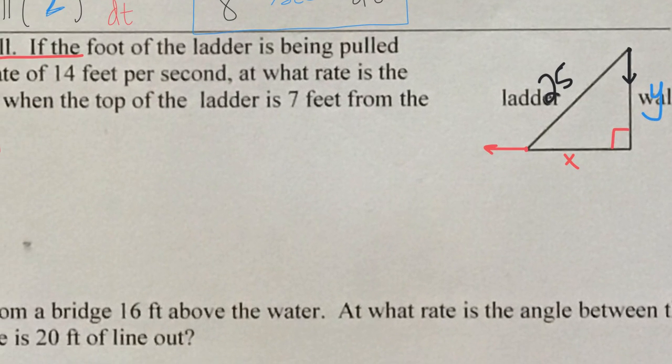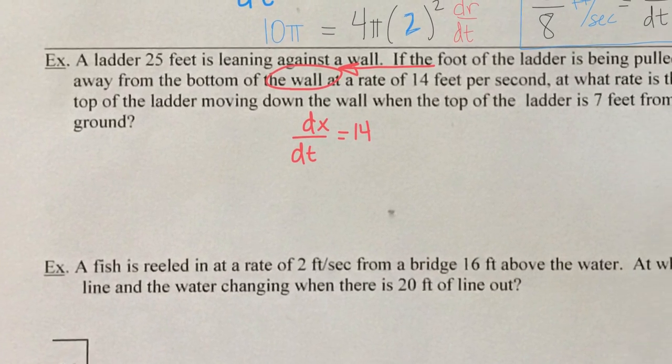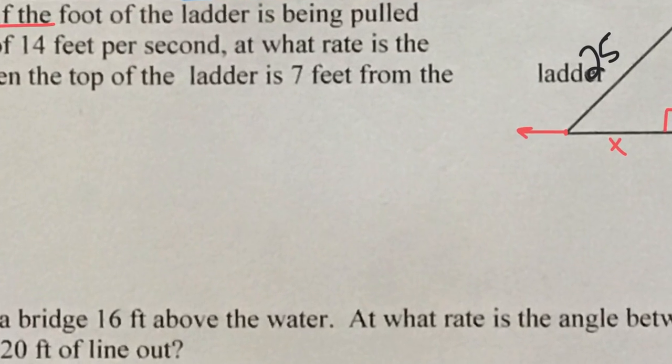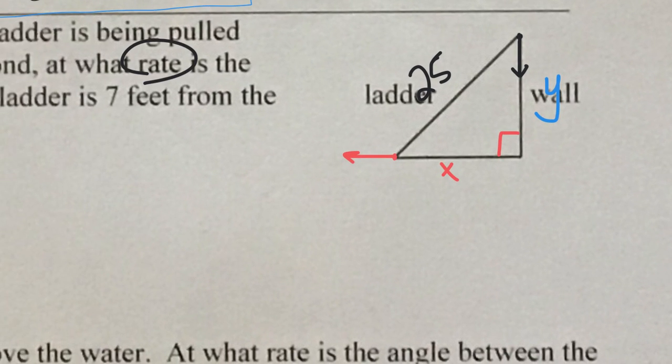Okay, let's see what it says. At what rate, so we're asked for a rate, is the top of the ladder moving down the wall? So we said our wall vertical is y. That means our rate we're solving for is dy dt. That's what we want to solve for. At what rate is the top of the ladder going down the wall? Okay, so I would not be surprised if we got a negative answer since the height is decreasing. You shouldn't be surprised either. But it's okay if you get a positive. It's just going down at a positive rate.